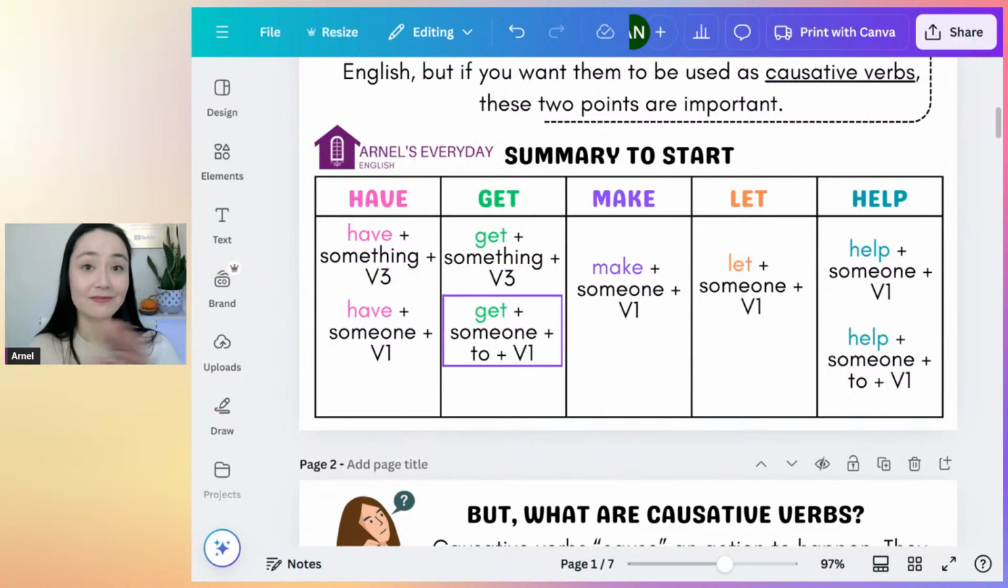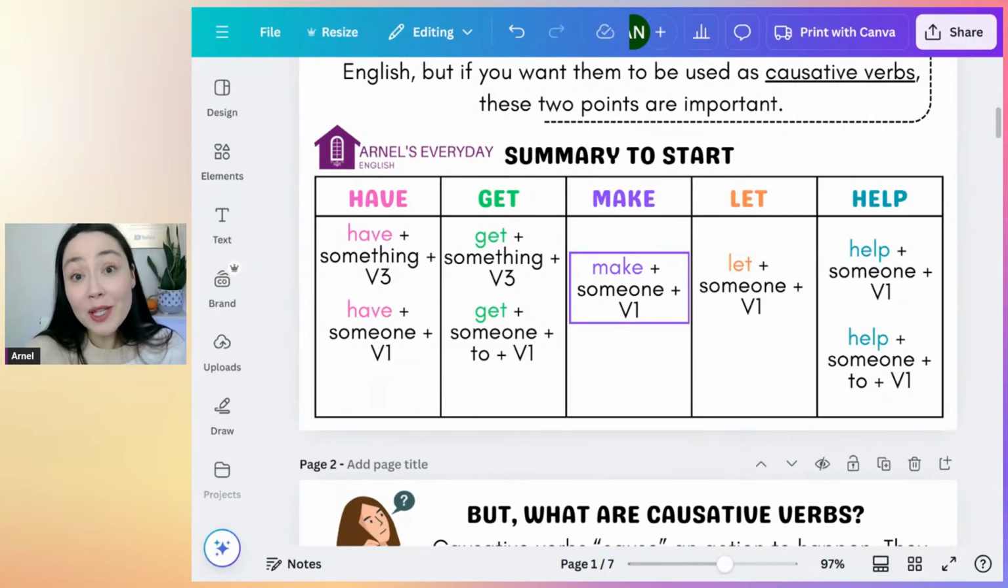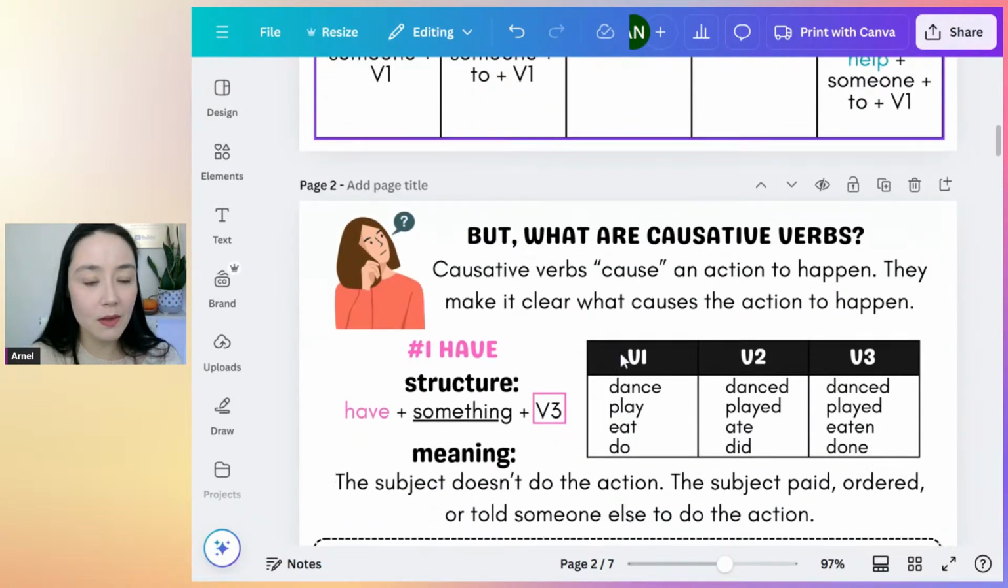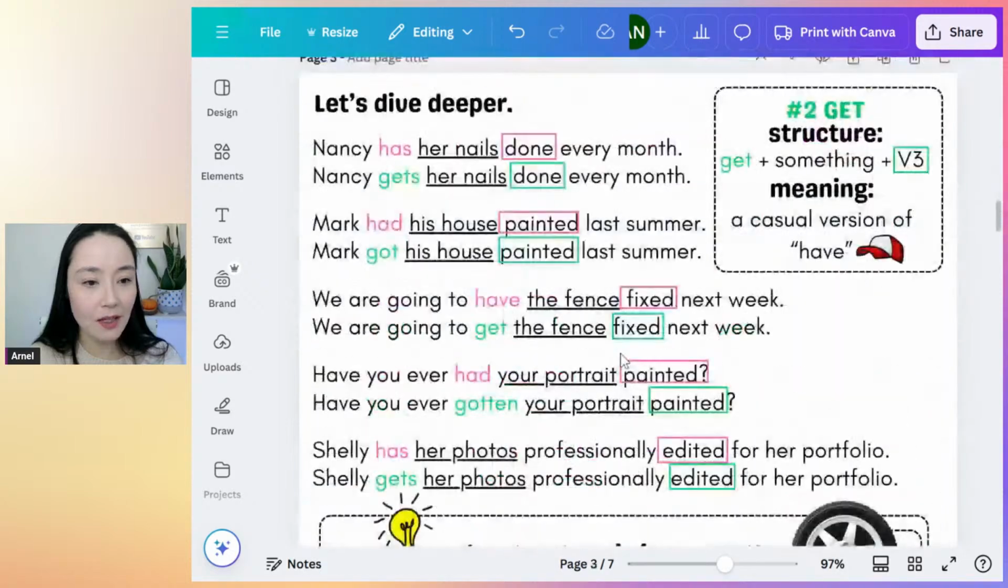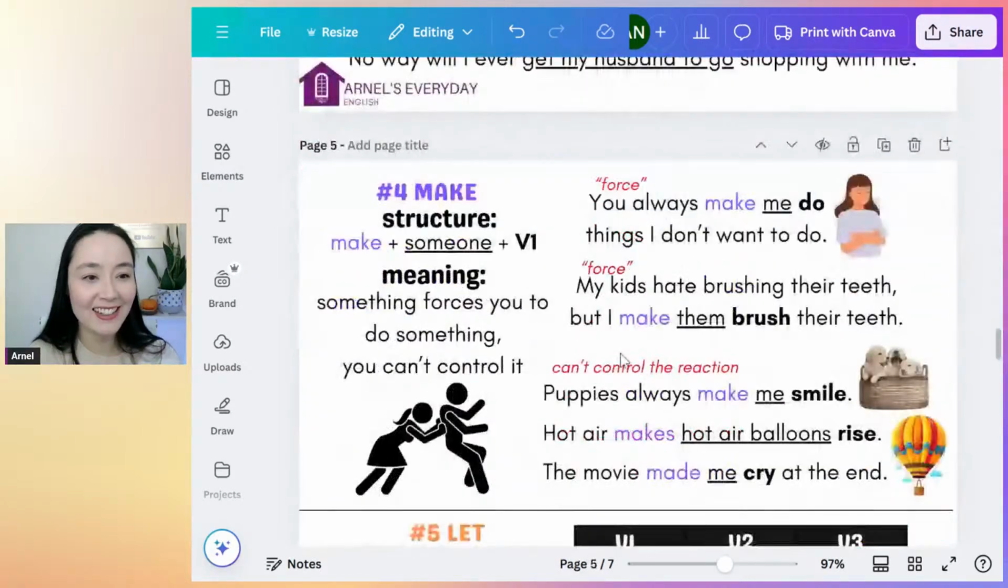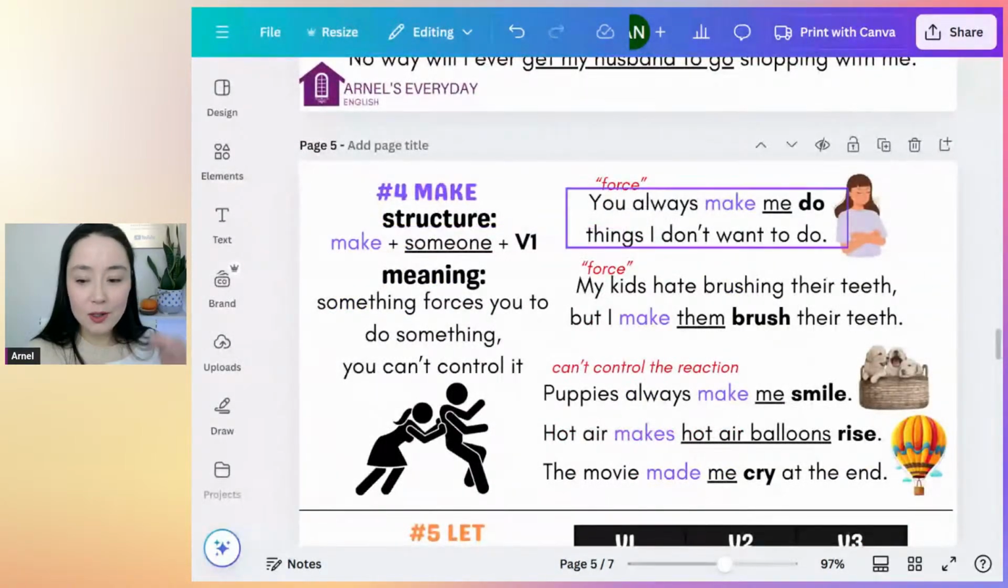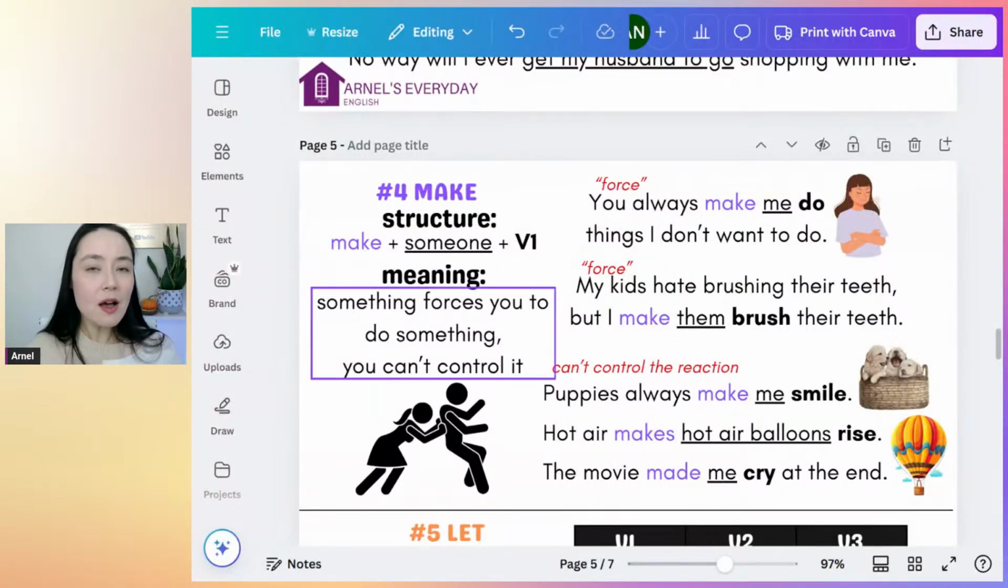Have and get. Done. Make. The good thing about make is there's only one structure here. That's good news, I think. Going down. Okay, let's take a look. Make someone verb 1. This means something forces you. Something forces you to do something. You can't control it.